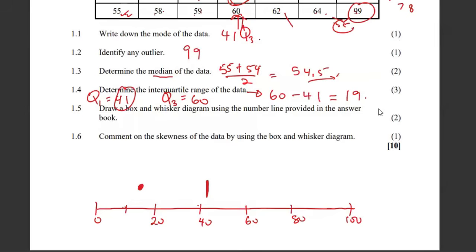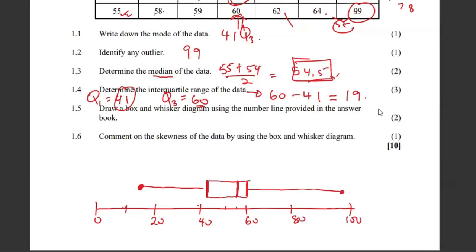And then our Q2 we found was 54,5. That is a 50 here, so roughly in the middle somewhere there. And then the Q3, we said it is a 60. And then 99, which is somewhere there. Okay, so that is how my box and whisker would look.